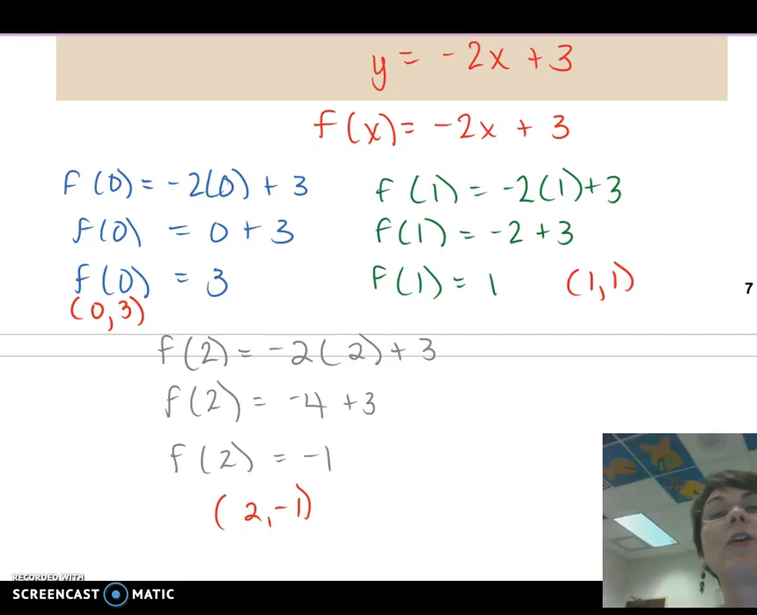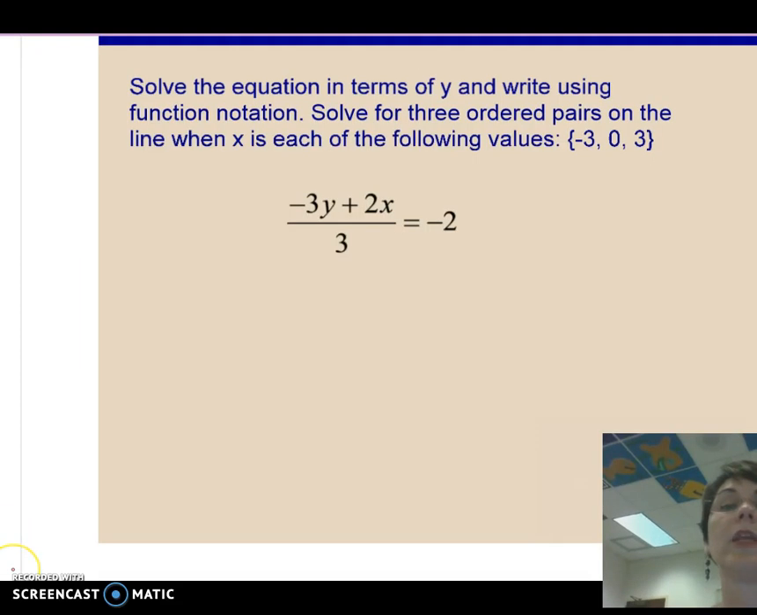Take a minute to check your answers. Pause while you do so, and then when you're ready, replay the video, and let's do the next problem. You have the same instructions for this problem as the last. Solve in terms of y, write using function notation, and then solve for your 3 ordered pairs given the 3 x values. So go ahead and put this in function notation and then check and see if you did that correctly before plugging in the 3 x values.